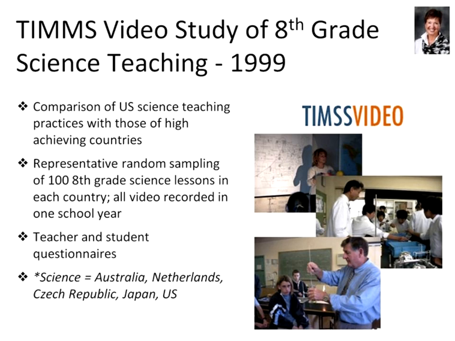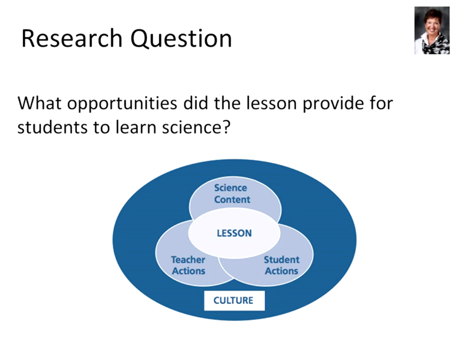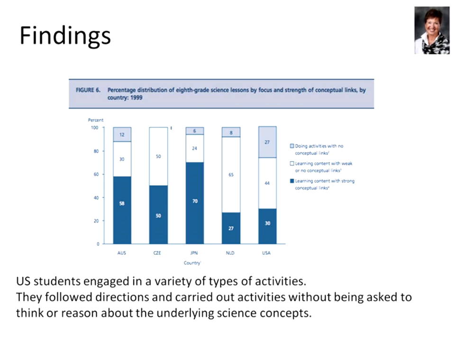So they weren't just looking at the curriculum, they weren't just looking at textbooks or student scores on tests. They were looking at actual science teaching in classrooms as well as the student questionnaires. And the big question that they were after was, what opportunities did the lesson provide for students to learn science, to really learn the science? And they looked at teacher actions, they looked at student actions, and they looked at where the science content showed up within the lesson, and as much as possible took into consideration the cultural context that they were dealing with, since they were looking at schools in multiple countries.